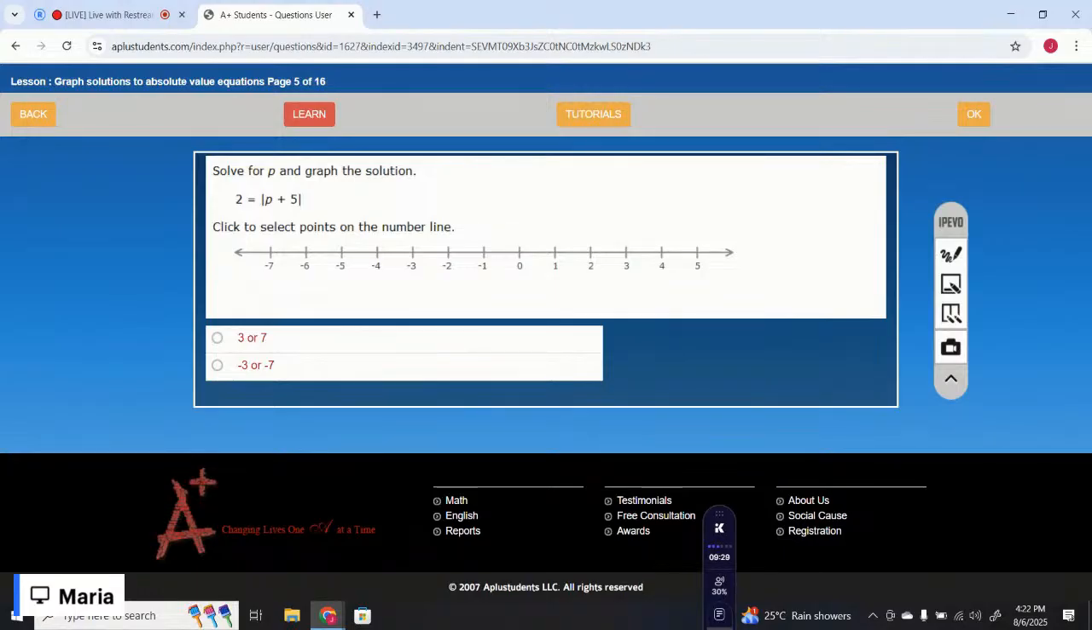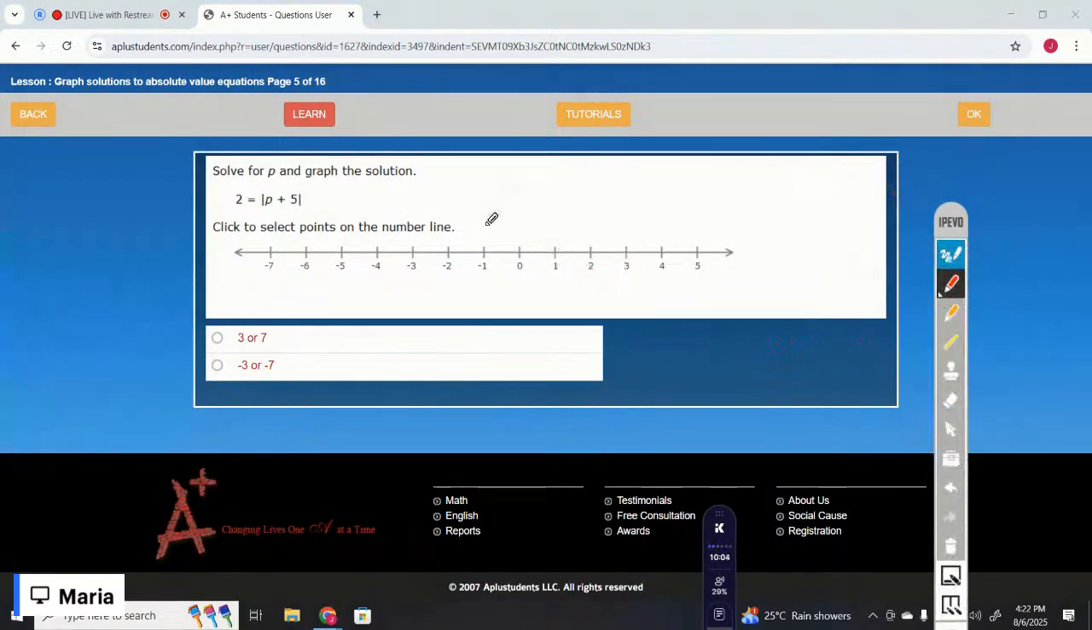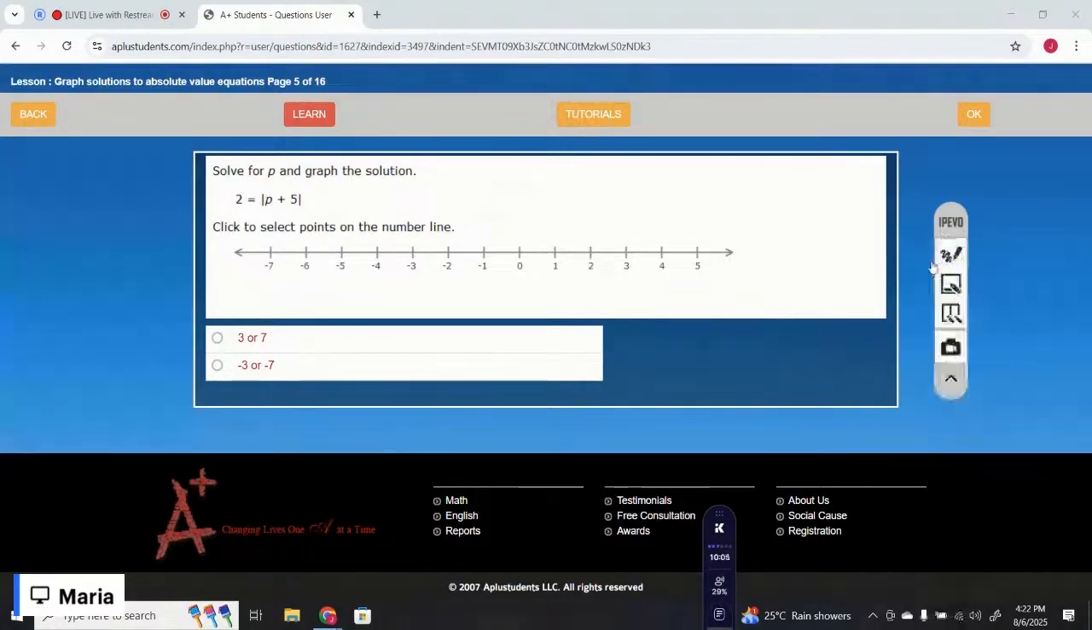Solve for p, the absolute value of p plus 5 equals 2. So that would be negative 3 and negative 7. Option number 2 is the correct option, negative 3 and negative 7.